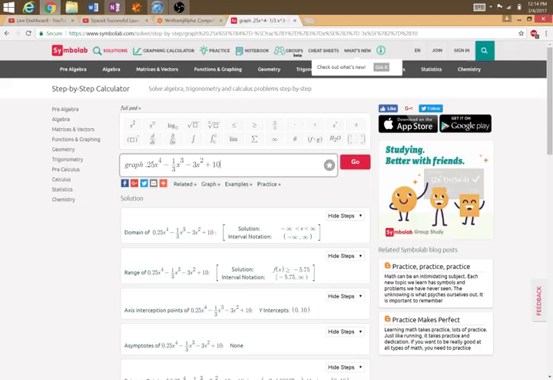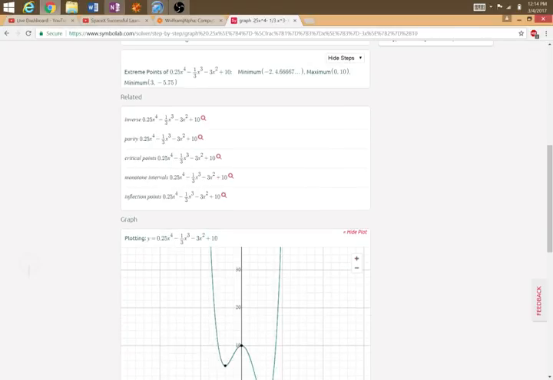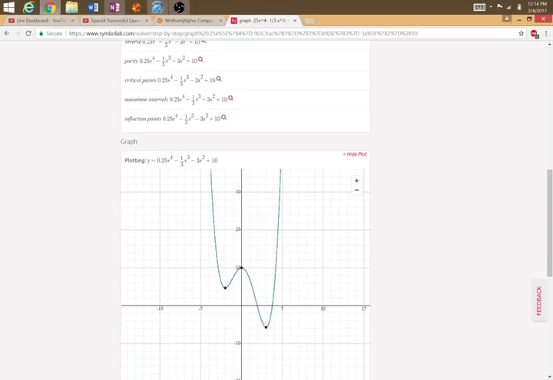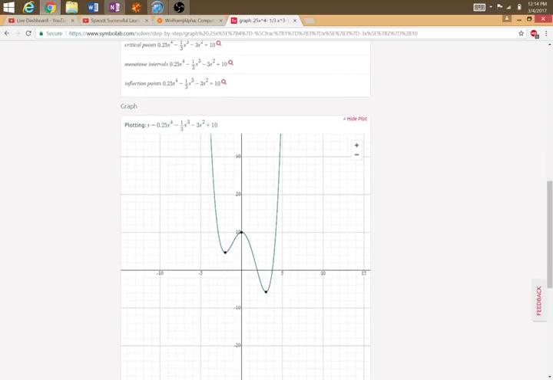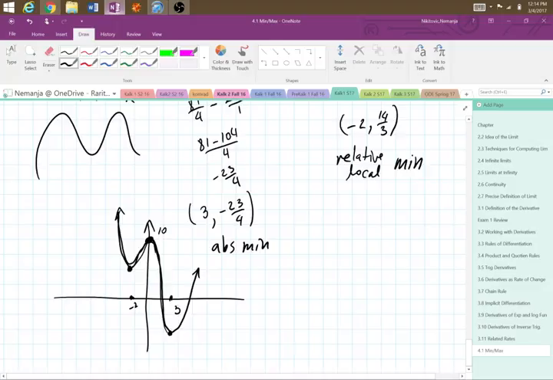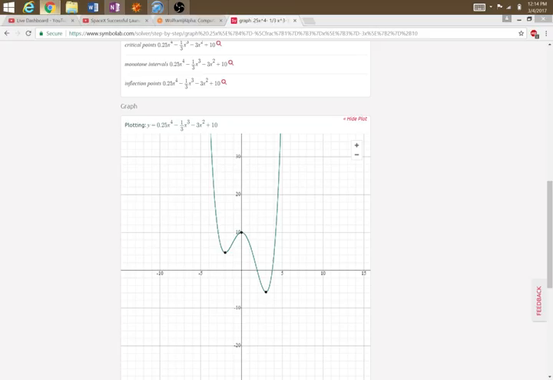Where's my graph? Beautiful. So, I mean, clearly mine is much better, right? But there it is.